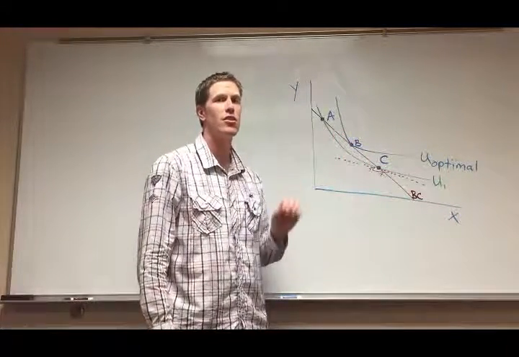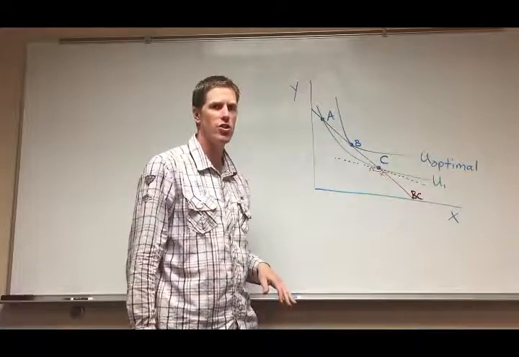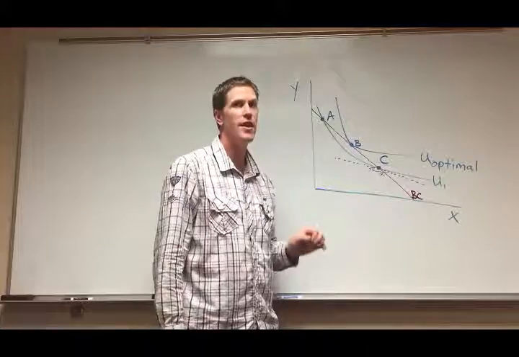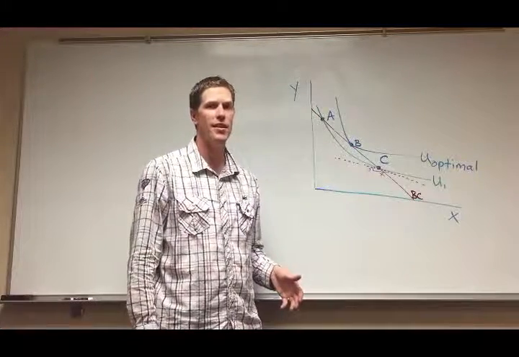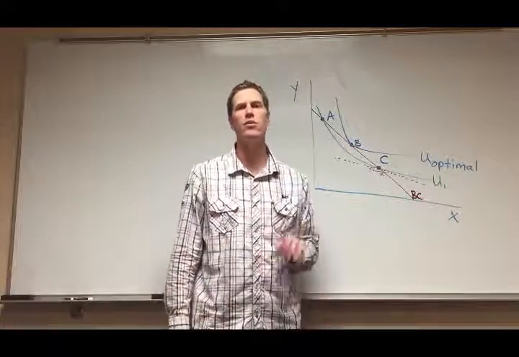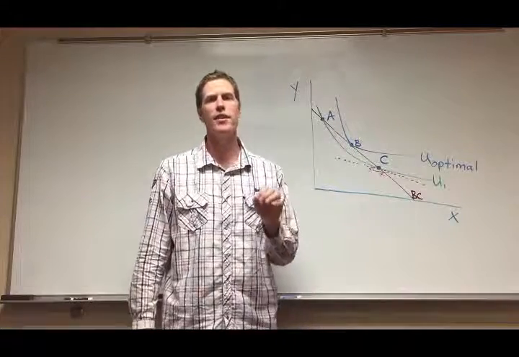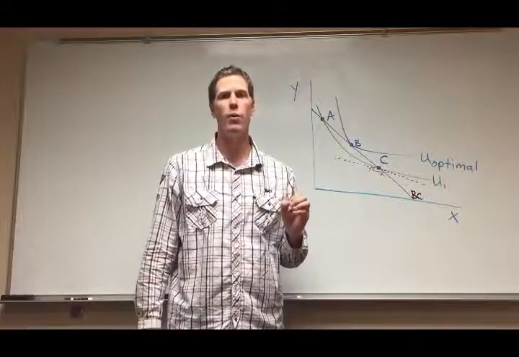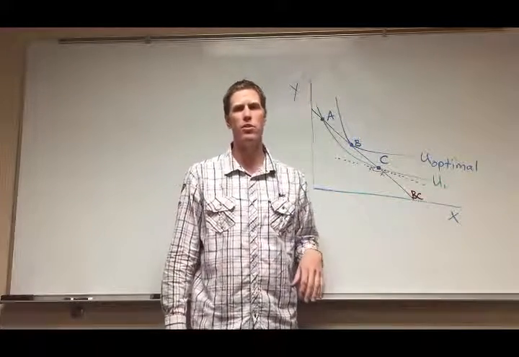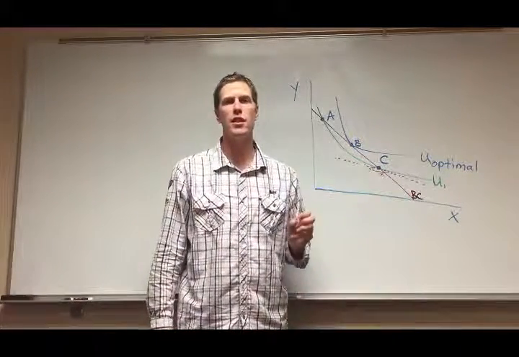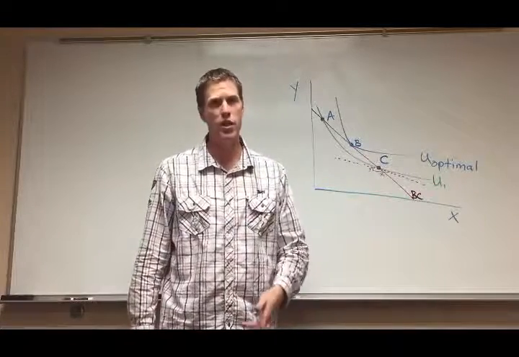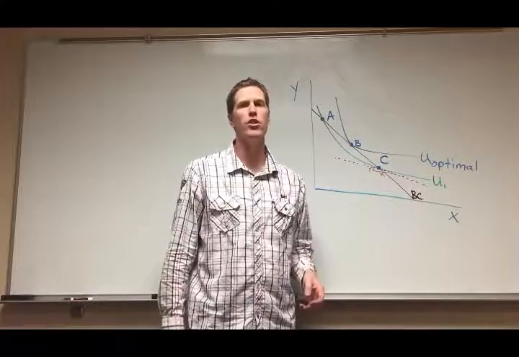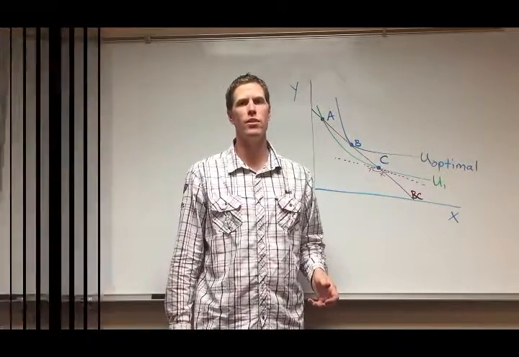What that means is that the slope of the budget constraint is equal to the slope of the indifference curve when we're optimizing. That's a neat property that gets used a lot in economics. The slope of the indifference curve, which we call our marginal rate of substitution, is equal to the slope of the budget constraint, which is our price ratio. So when we're optimizing, our price ratio must equal the marginal rate of substitution.